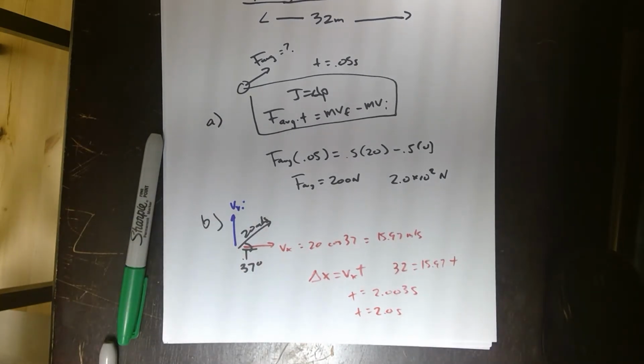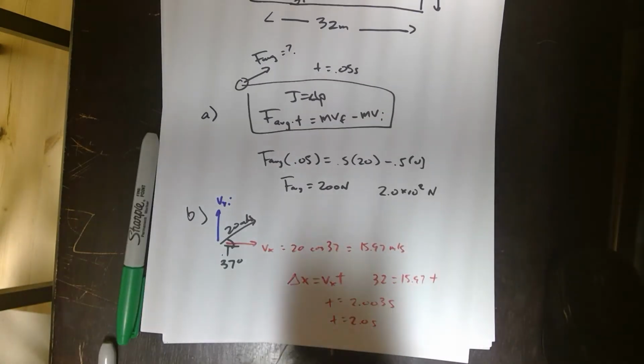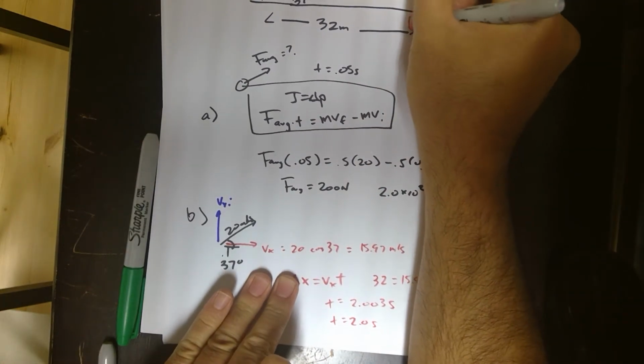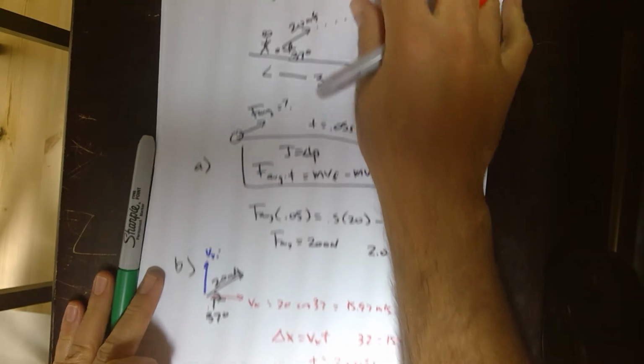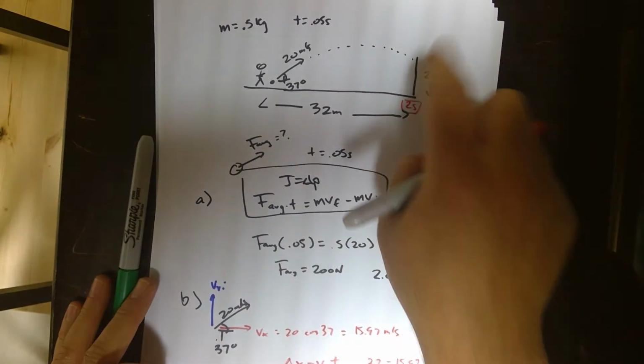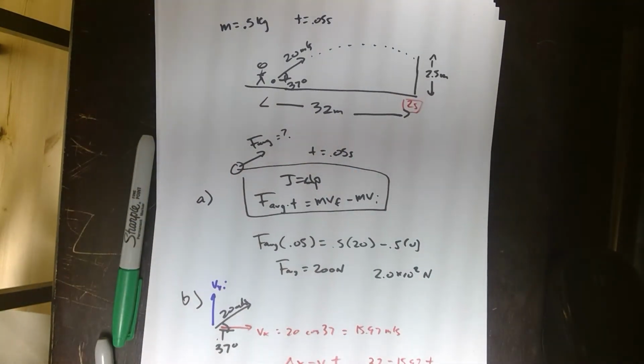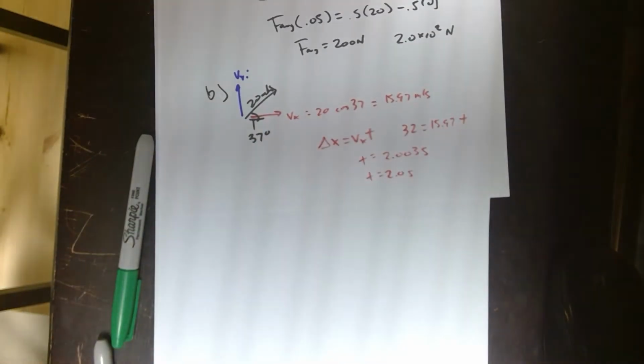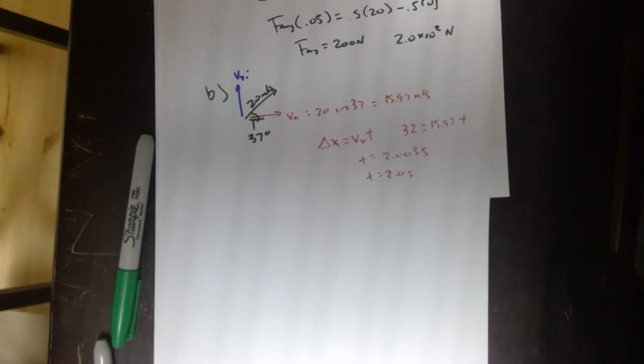If you take a look at C, it says, will the ball hit the fence? If so, how far below the top of the fence will it hit? If not, how far above the fence will it pass? So basically, we know that it's 2 seconds when it reaches this point right here. And so what we want to do is find out what the vertical displacement is at that particular time. So we'll take the 2 seconds and bring that over to the y direction.